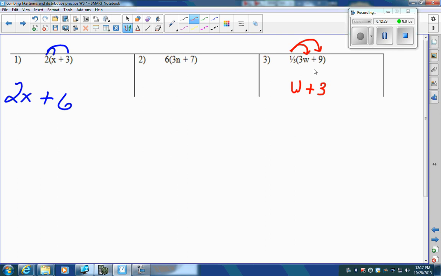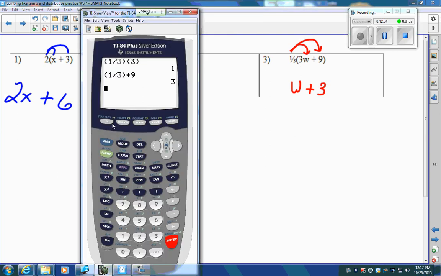Now, to go and check, I go to y equals, and I'm going to put in there 1 divide 3, parentheses, 3x plus 9. I put the original problem into y1. And in y2, I'm going to put x plus 3 and make sure I did it right. Second graph. If these two columns are the same, then that means I'm right.